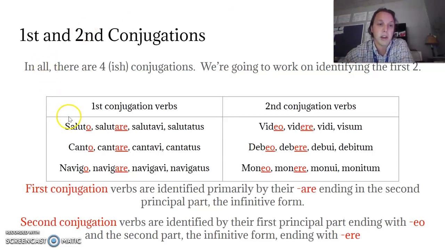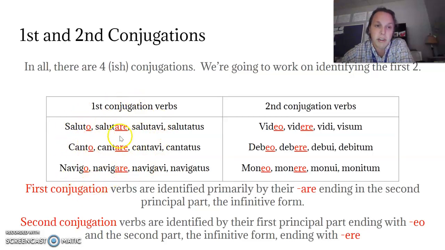Remember that when you see a dictionary entry or a vocab list entry of a verb, you'll be given 3 or 4 principal parts of it. We're looking at the first 2, and that tells us which conjugation the verb belongs to. Here we have our examples of the first and second conjugation. I got 3 different verbs right here.